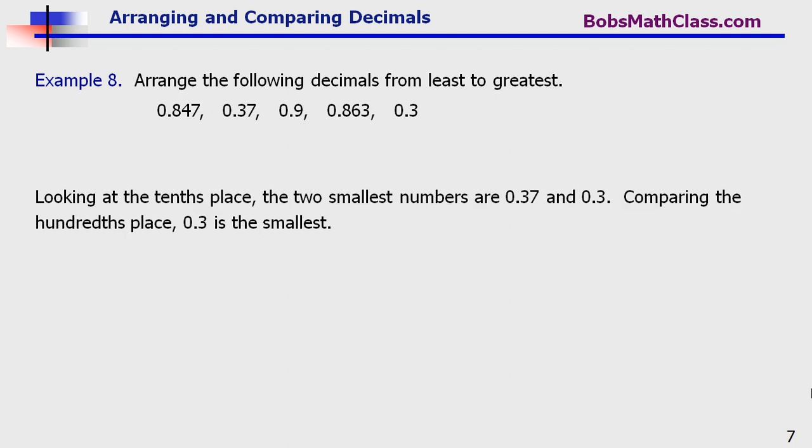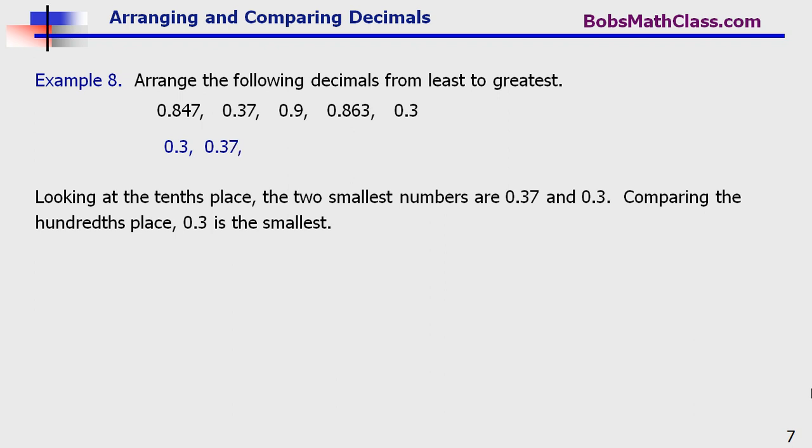Okay, looking at the tenths place. Now in the ones place, they're all zeros, so that's why we're going right to the tenths. Look at the one that has the smallest tenths place. The first number is an 8, second number is a 3, third number is a 9, fourth number is an 8, and the fifth number is a 3. So the two numbers with the smallest tenths place is a 3. So which one's the smallest? Right, 0.3.